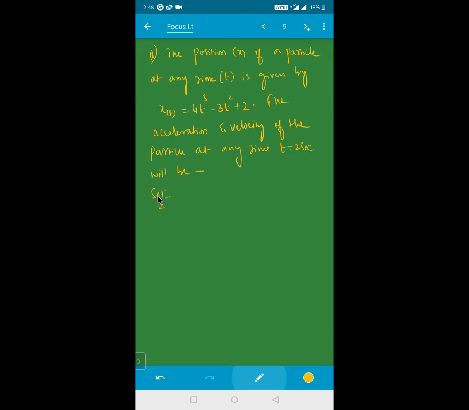Chalo. I'll give you exactly 60 seconds to do this question. 1 minute में आंसर बोलने का मेथड होना चाहिए. Position of a particle at any time is given by x is equal to 4t cube minus 3t square plus 2. The acceleration and the velocity of the particle at t is equal to 2 seconds will be. Acceleration is how much and velocity is how much? You will get two answers for this one.